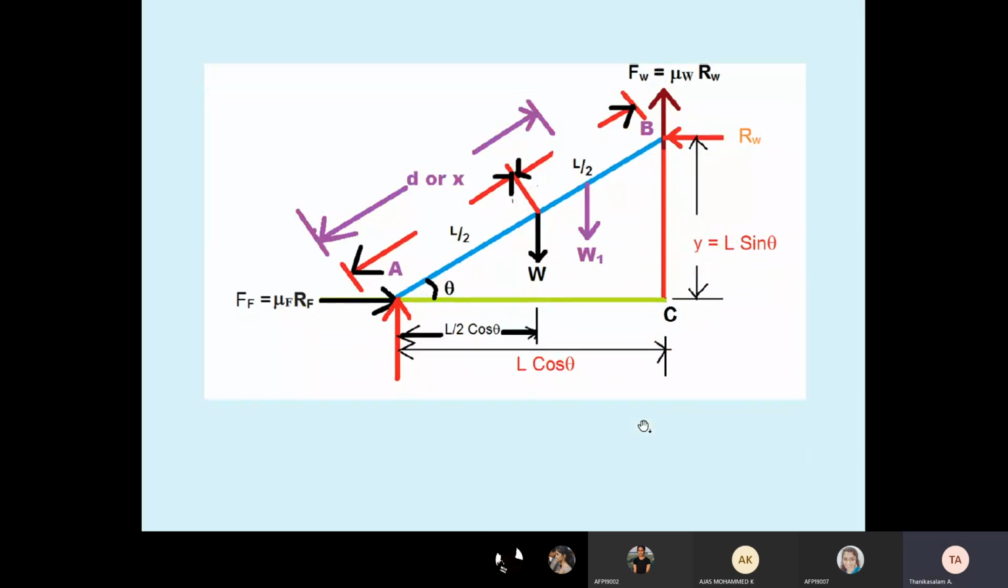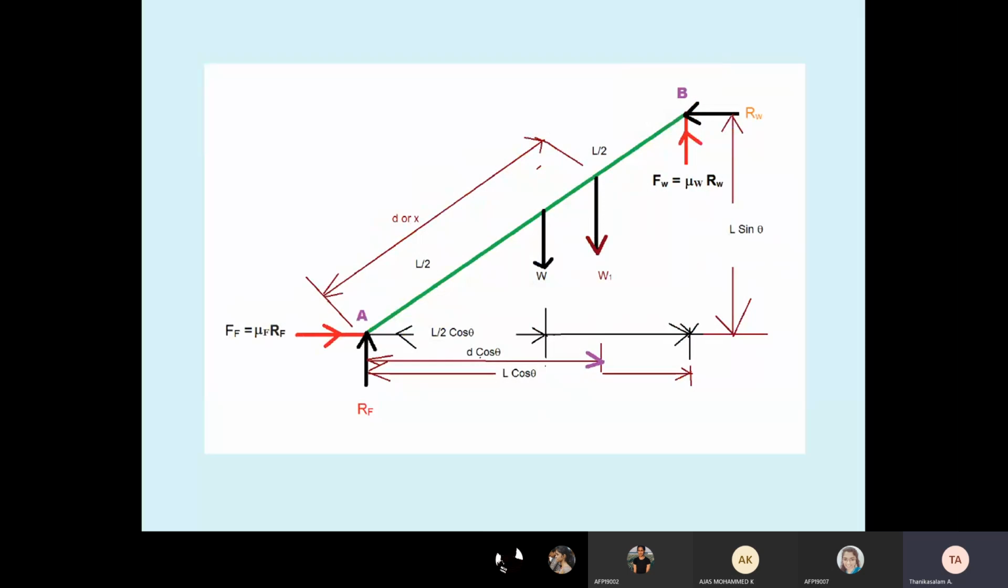Suppose a man is standing on the ladder, students. We do not know the distance, so I marked D or X. That means the distance of the man standing on the ladder from the bottom point A. Therefore, I marked W1. W1 is also a weight, acting vertically downward. We want to do the distances also. Here I marked only the ladder, so at point A, RF is upward.